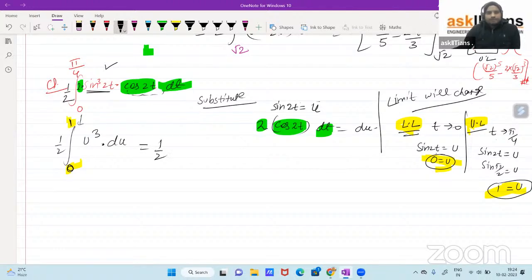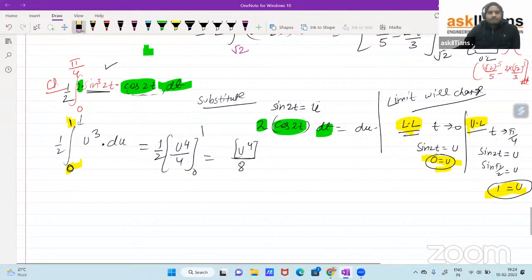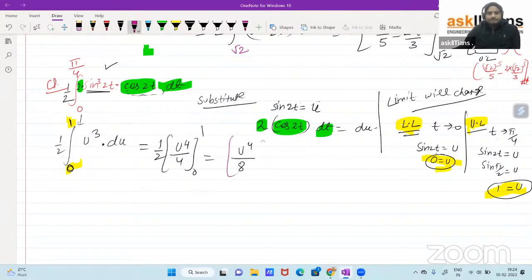So it will be 1 by 2 as it is. The integration of u cube will be u power 4 divided by 4, from 0 to 1. Basically your limits will be on u only. Or if you are confused, you can put the limits over the whole function also, no problem. You will get the same answer.